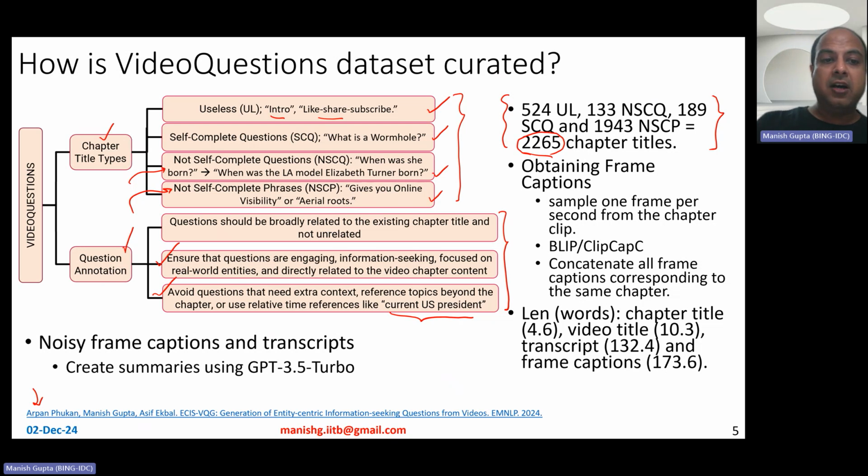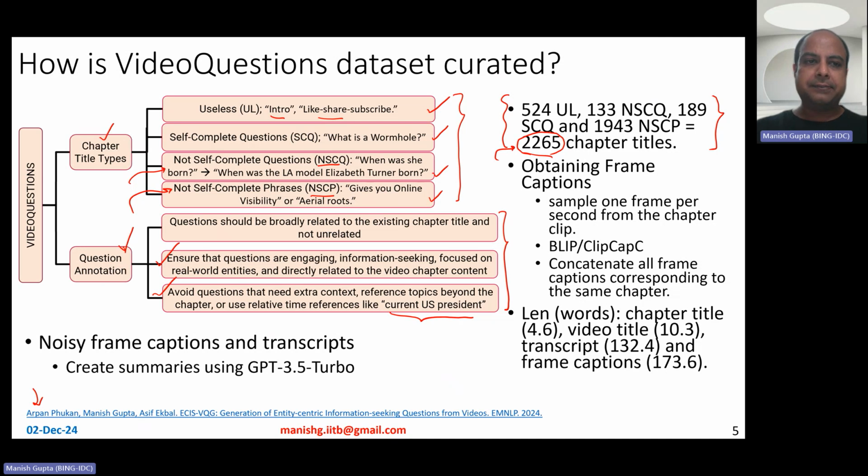So this is how the data was annotated. And overall, we have 2,265 samples where we actually know what the question type is. And also, if the question type is not self-complete questions or not self-complete phrases, then we have a proper question associated or labeled for it in that sense.